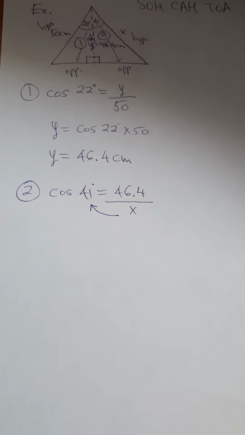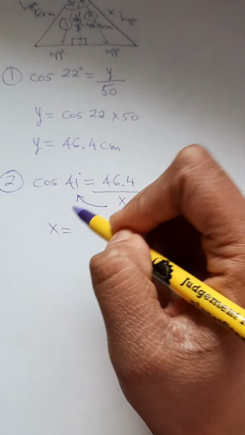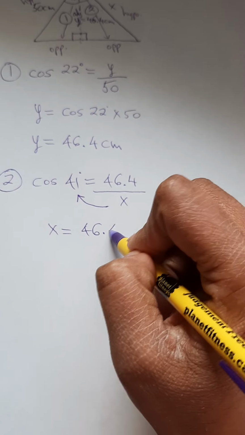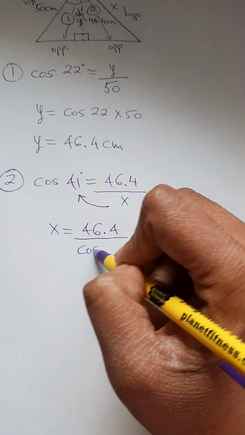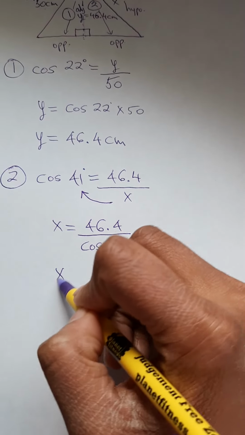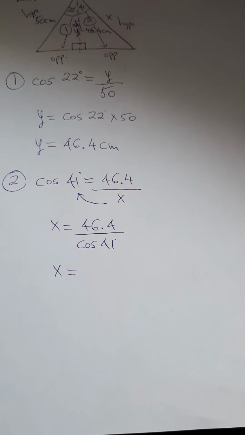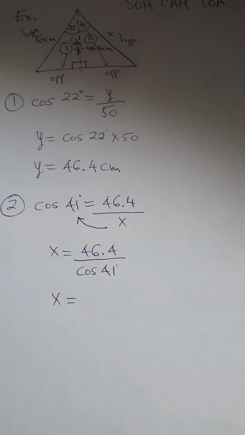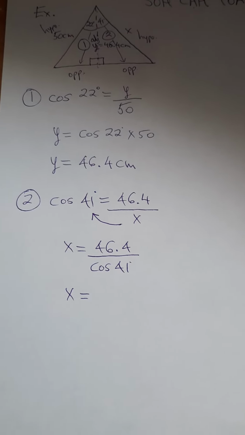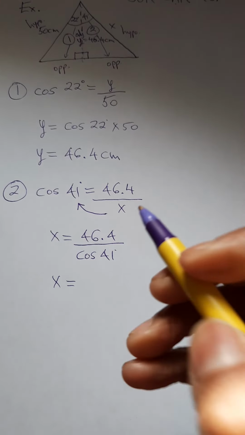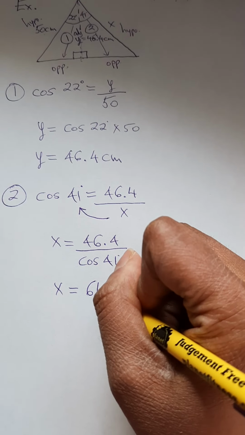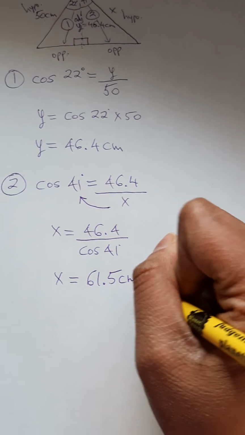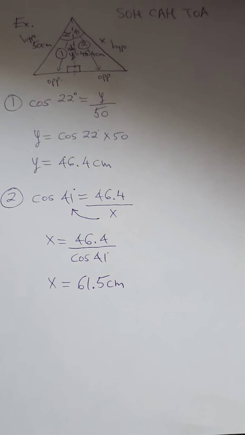I want to just take it to the other side. So x equals 46.4 divided by cos of 41 degrees. Okay, and we're going to just put that in our calculator: 46.4 divided by 41 cos. Make sure you're pressing the equal sign in between there. And we're getting 61.5 centimeters.